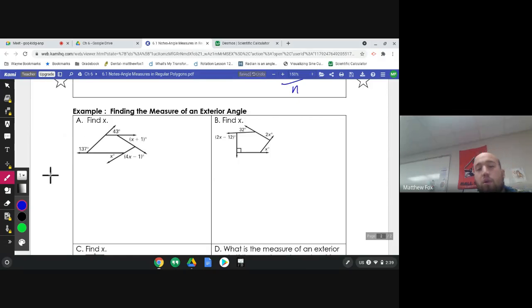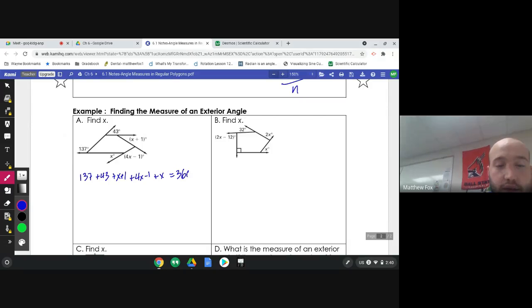So I can sum all those up and set them equal to 360. So 137 plus 43 plus x plus 1 plus 4x minus 1 plus x. If I add all that up, I will get 360. Now, I can combine my like terms.